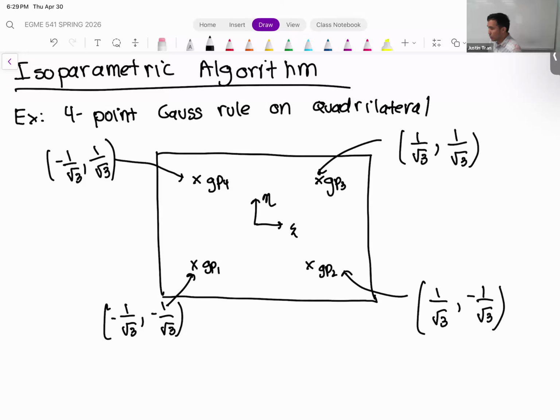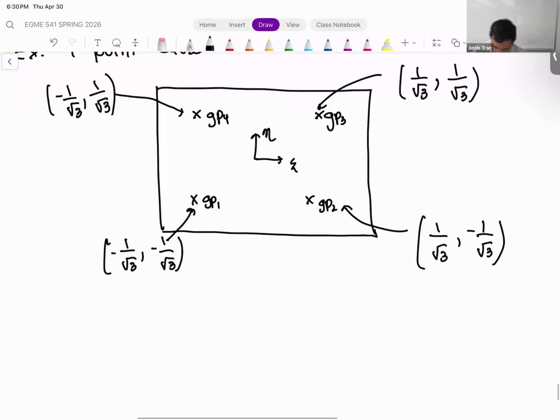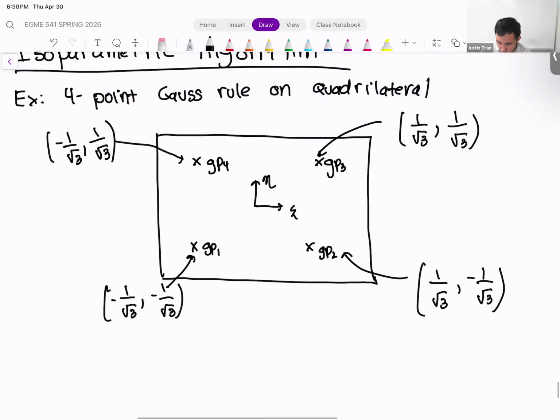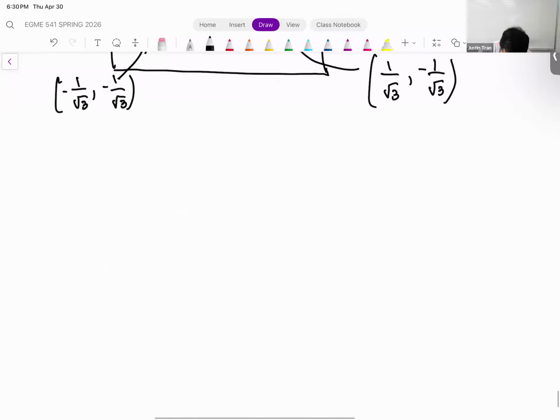Okay, so we want to do Gauss quadrature using the isoparametric approach. Let's write the algorithm step by step. The most efficient way to do Gauss quadrature in code, especially when you have multiple Gauss points like this, is to write a loop. So the first thing is we're going to have a loop. In MATLAB, this is going to be a for loop, and the loop is going to loop over each of the Gauss points.